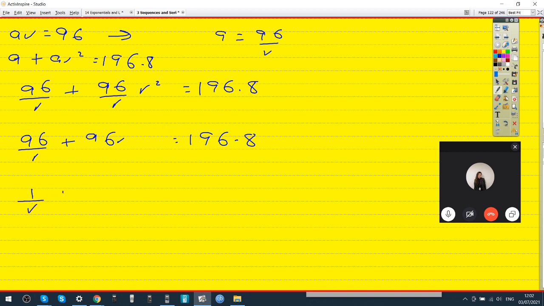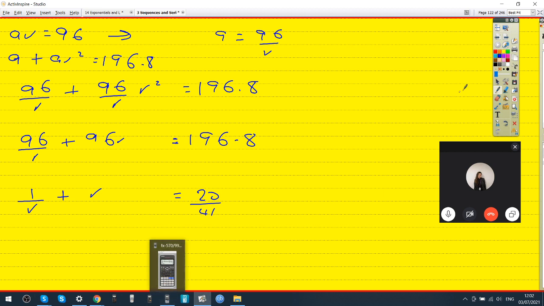What is this one divided by 96? 41 over 20. Wait, did you say 96 divided by 196.8? No, so what was it, 41 over 96, 41 over 20, is it? I think so. Yeah, 41 over 20. Alright, how do we solve this?